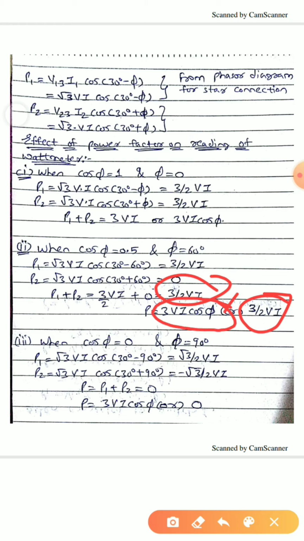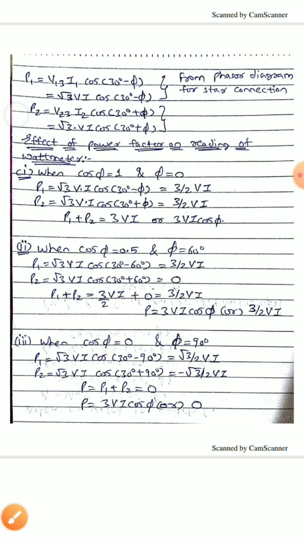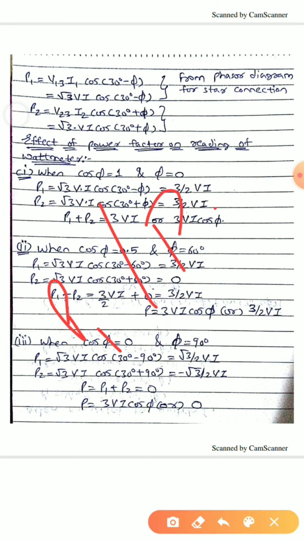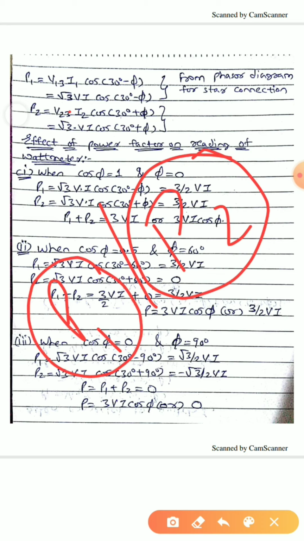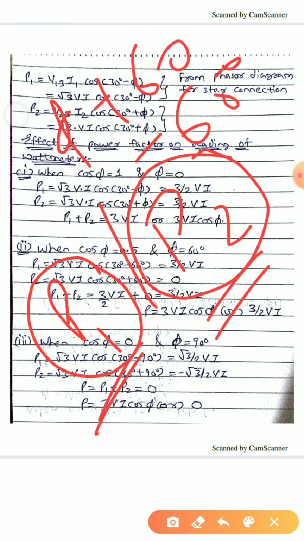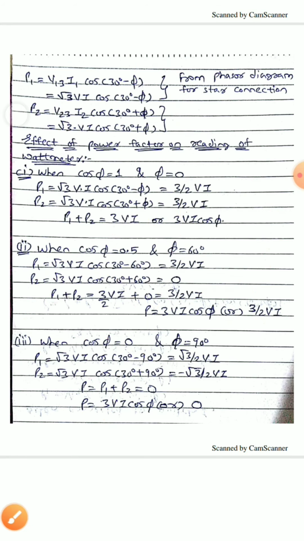So here also we can see that three-phase power I can get. Now when the power factor is 0.5, it means that either P1 or P2, only one of the wattmeters will show a reading and the other will show 0. Why am I saying either? Because phi can be plus 60 or minus 60. Therefore, depending on that, either P1 or P2 will show the wattmeter reading and the value of the other wattmeter will become 0.